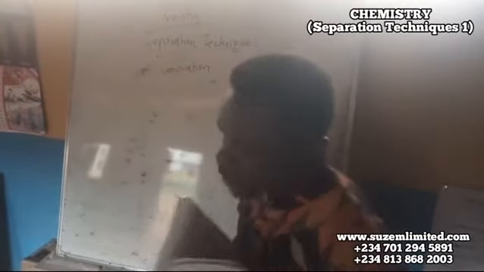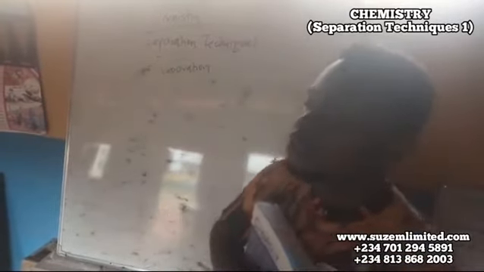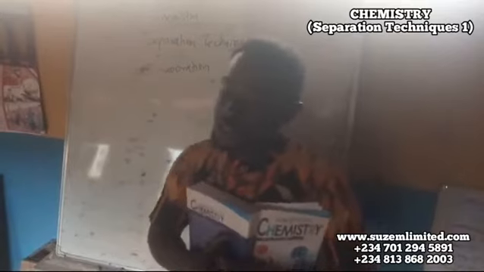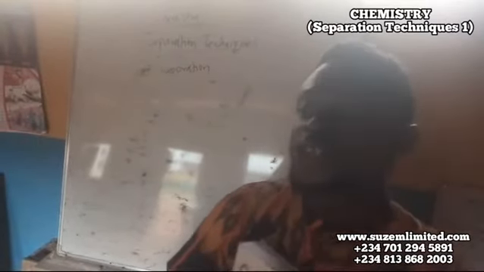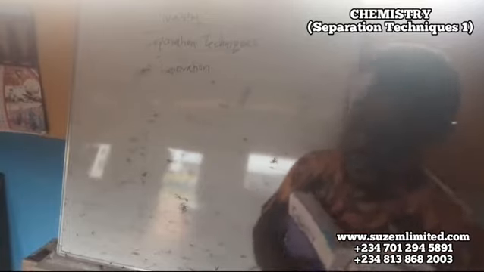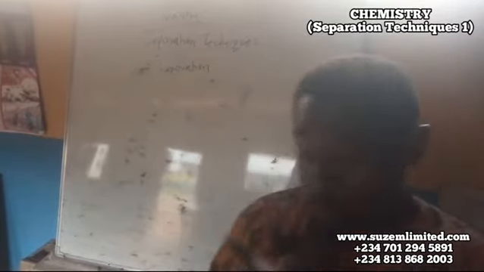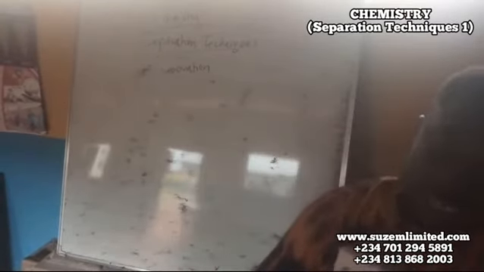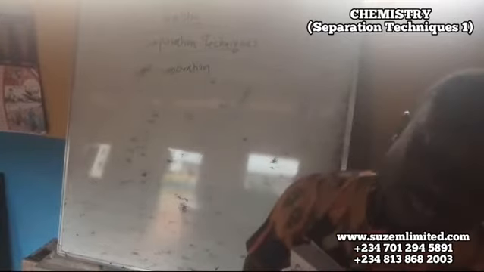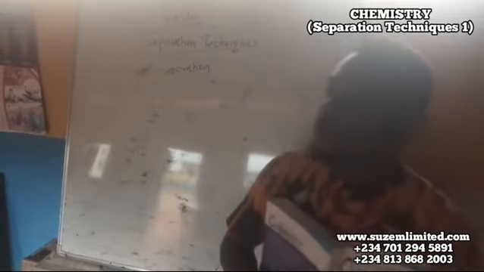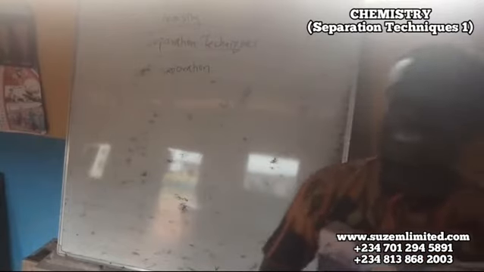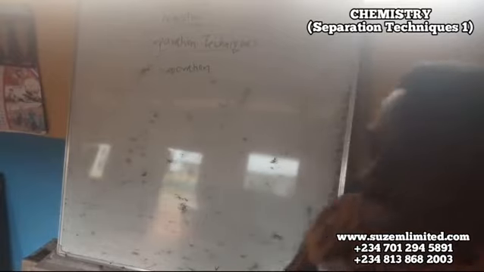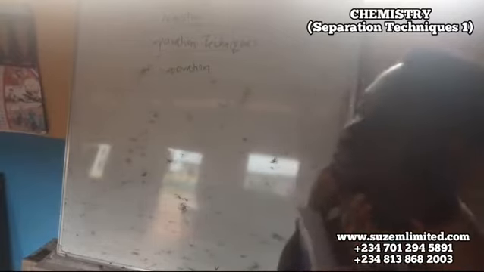Now, sometimes you may have a solution. What is a solution? A solution has a solvent and a solute, right? In a solution, a substance must be dissolved in a solvent to form a solution. If a substance is not dissolved in a solvent, what will be formed? A suspension will form. But for a solution to be formed, the substance must dissolve completely in that solvent.